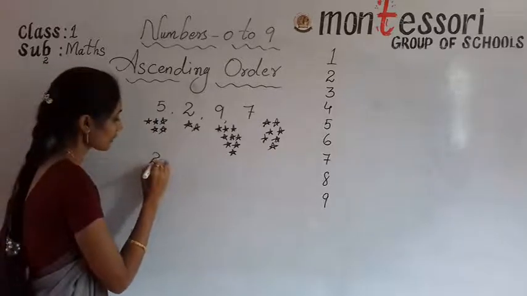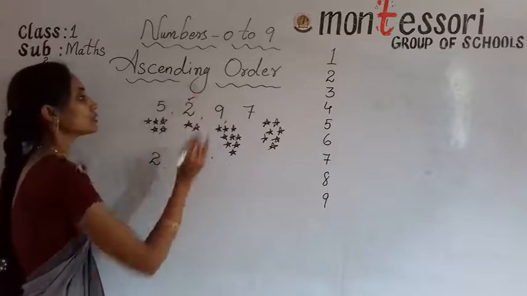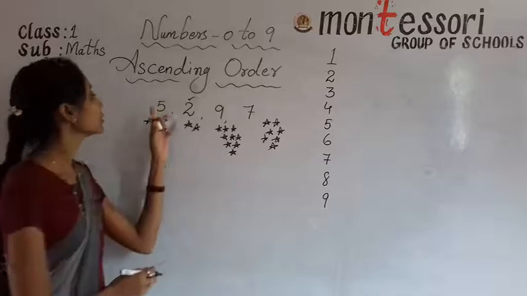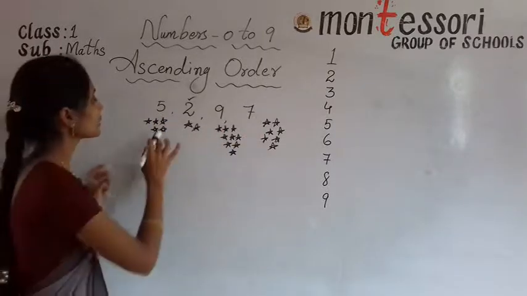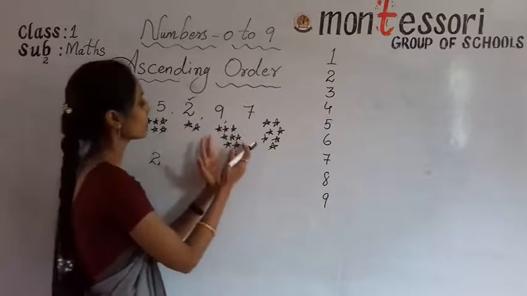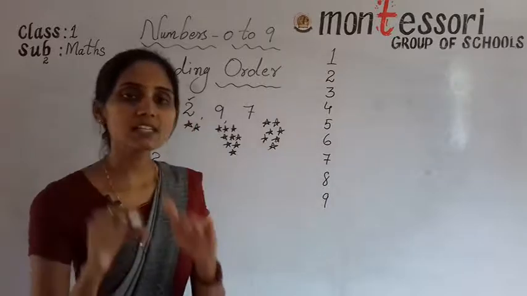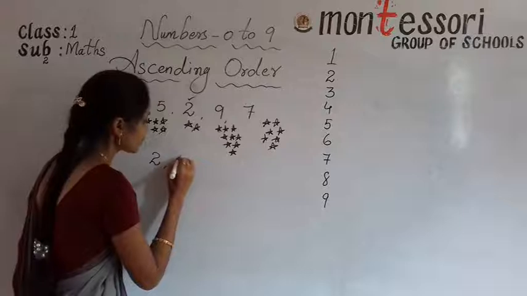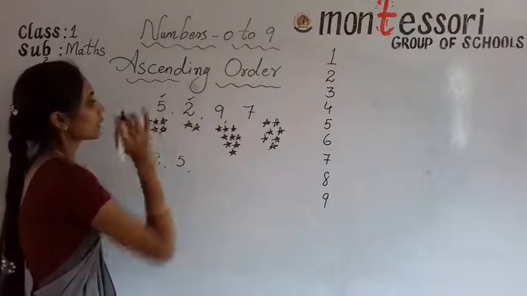2. You have to write the 2 first. After that you put a tick mark. Now 2 is completed. Remaining 5, 9, 7. Among these three numbers, which is the smallest? Here we have 5, 9 and 7 stars. Which number has fewer stars? Number 5. So the next number is 5.